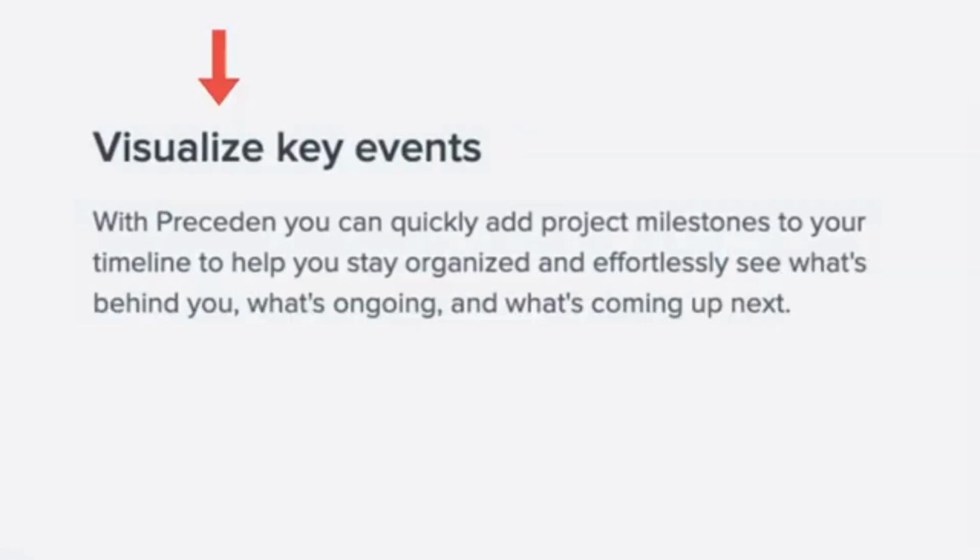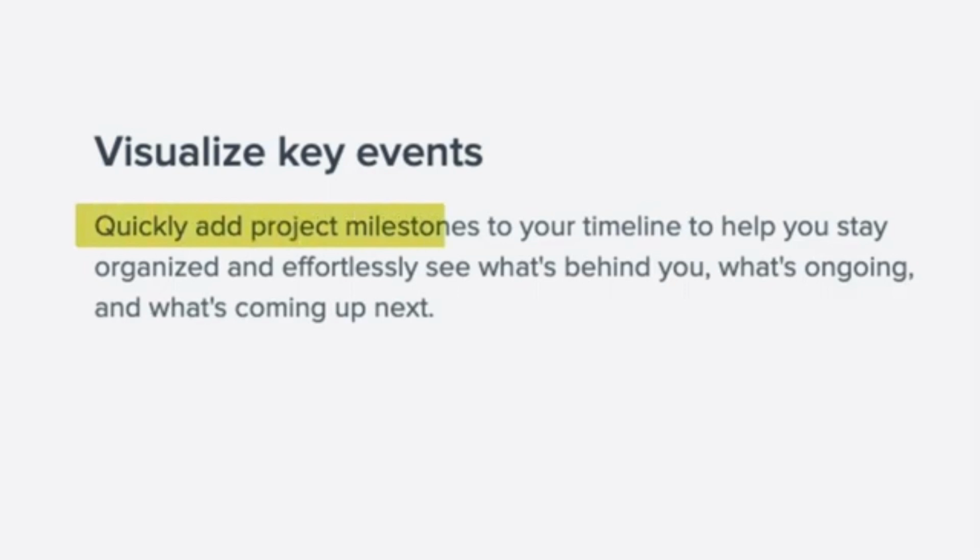I'll condense the headline into "visualize key events," and for the subheadline, it says, "with Precedent," you should normally delete stuff like this. This entire website is about the capabilities of Precedent, so this portion doesn't add anything. Now it's "quickly add project milestones to your timeline to help you stay organized." When possible, remove the words "help you" from sentences. It also doesn't add anything.